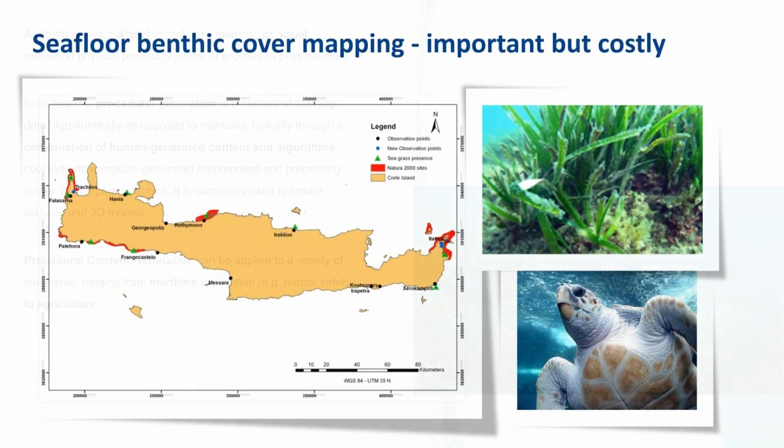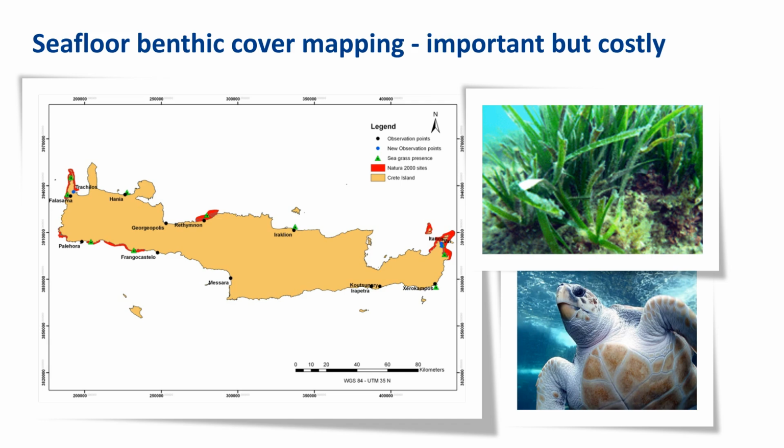to agriculture. This slide introduces the challenge of mapping seafloor benthic cover, which is a critical foundation for creating a digital twin of an oyster farm. On the left, we see an example of habitat mapping around Crete Island, where survey points indicate seagrass presence and other ecological features.